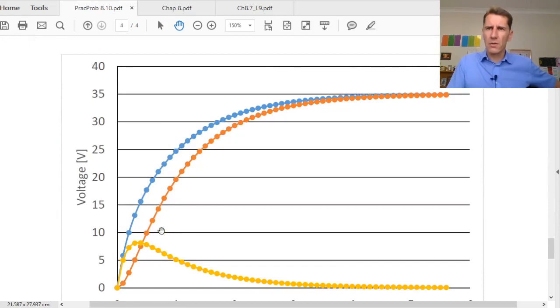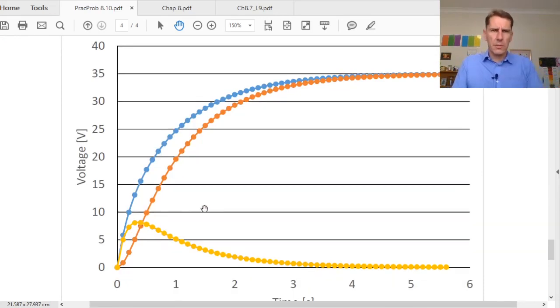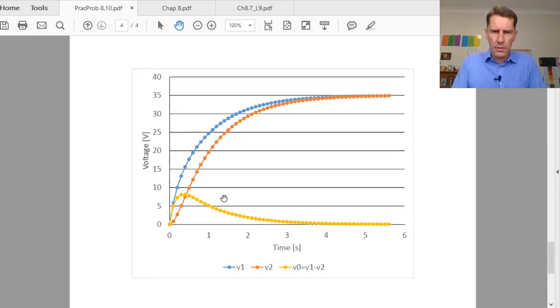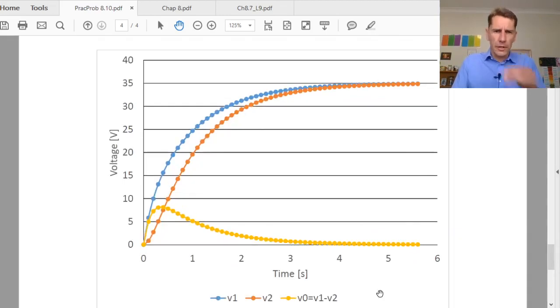When you plot that, let me just make this a little bit smaller. I hope you can still see, yeah, we can do it like this. So I've plotted the voltage V1, that's the blue, and the orange for V2. And then subtract the two to see what happens across that resistor.